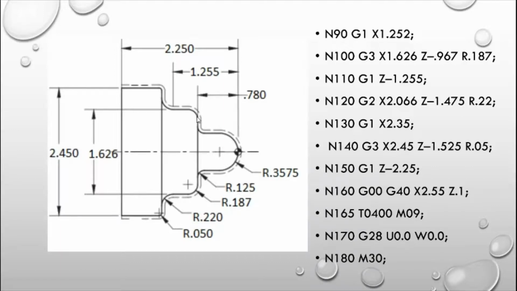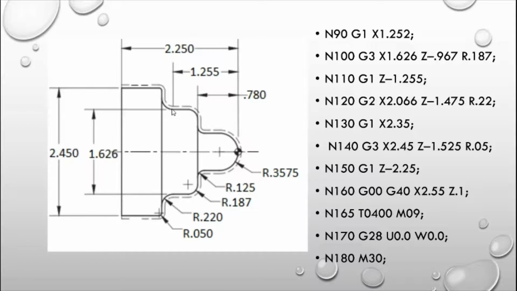After that, N100 is the sequence number. G03 is the circular interpolation in the anti-clockwise direction. That shows this type, and the position of X is 1.626 and the position of Z is minus 0.967, by the radius of 0.187. After that our tool goes in the Z direction, that is Z minus 1.255. Our tool goes from this side to this side.